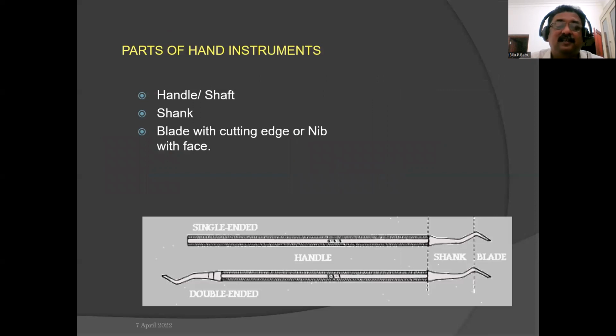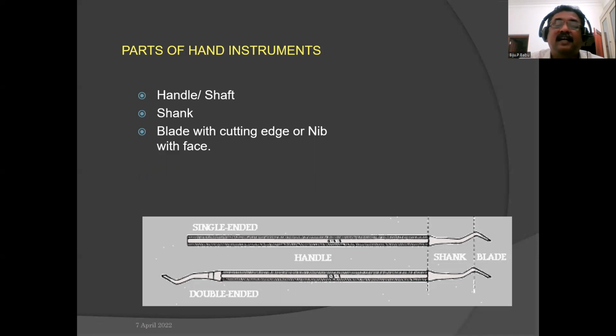Now coming to the parts of the instrument, what I told you a little before. Any instrument will have a handle. The handle is the part of the instrument which you hold. It's also called the shaft of the instrument. From the handle, you have a tapering portion which ends in the blade. The portion that tapers from the handle to the blade is called the shank. At the end of the shank, you have the blade of the instrument.